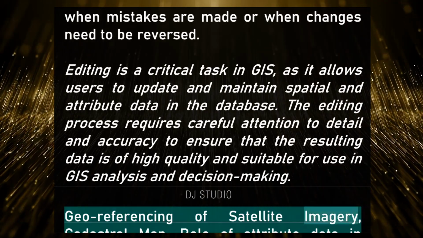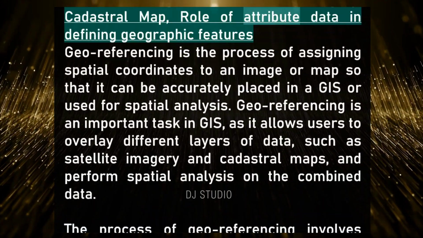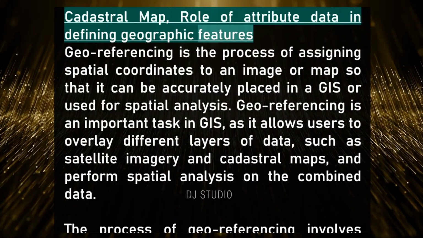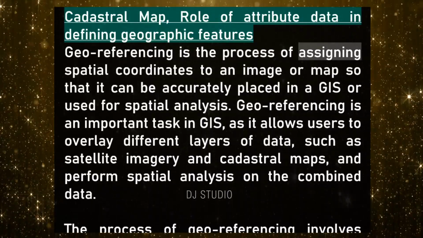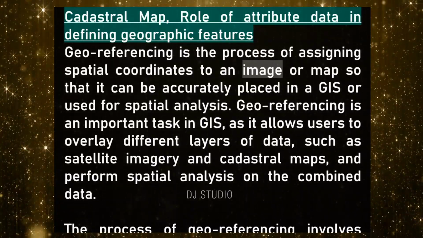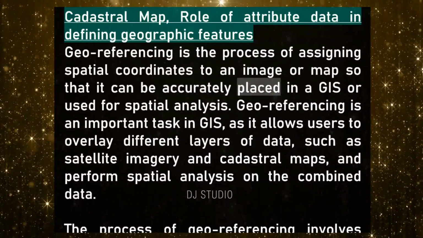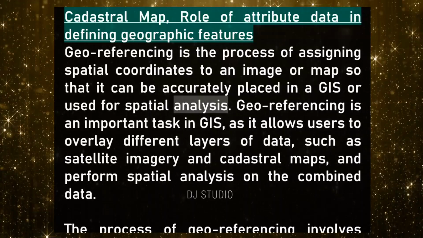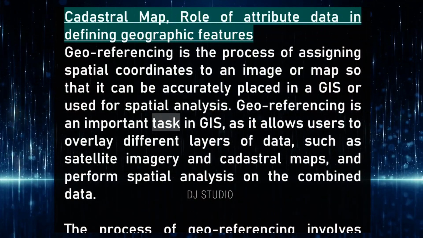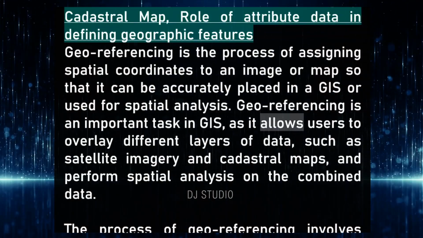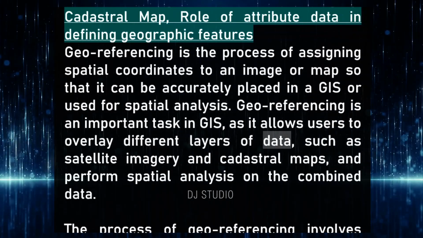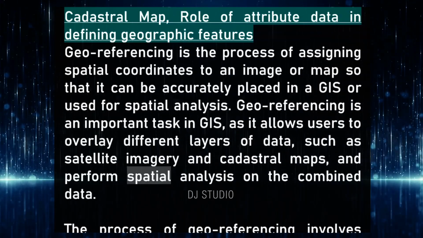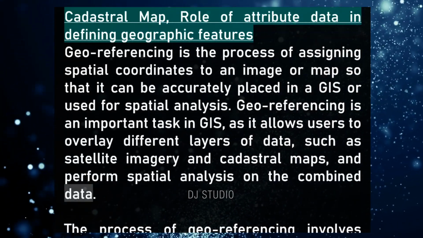Georeferencing of satellite imagery, cadastral map, role of attribute data in defining geographic features. Georeferencing is the process of assigning spatial coordinates to an image or map so that it can be accurately placed in a GIS or used for spatial analysis. Georeferencing is an important task in GIS, as it allows users to overlay different layers of data, such as satellite imagery and cadastral maps, and perform spatial analysis on the combined data.